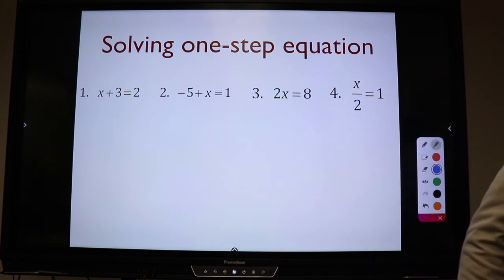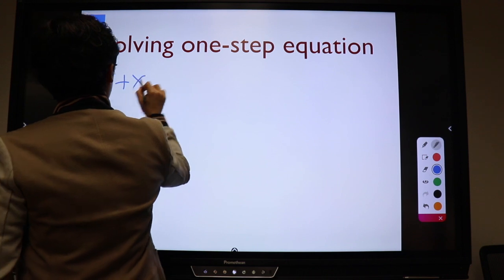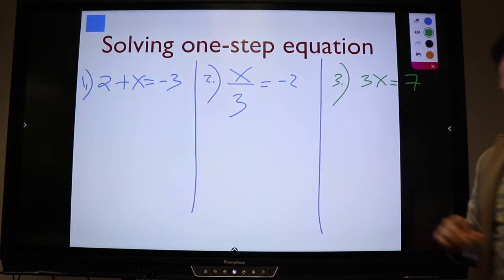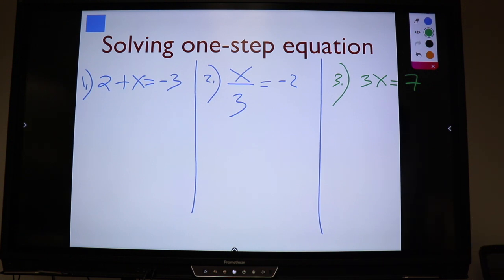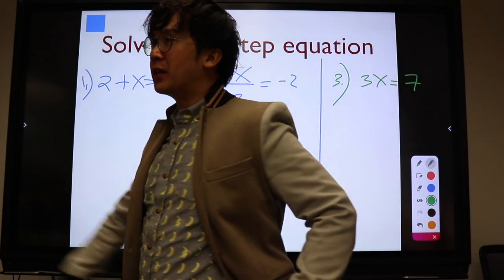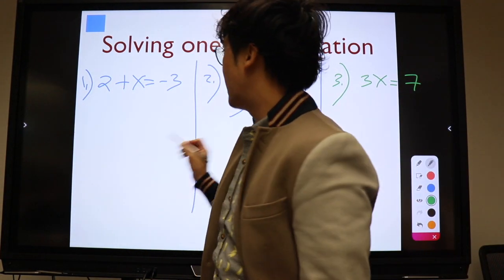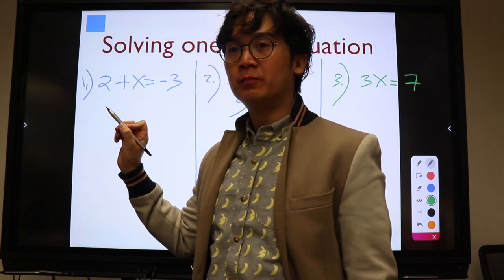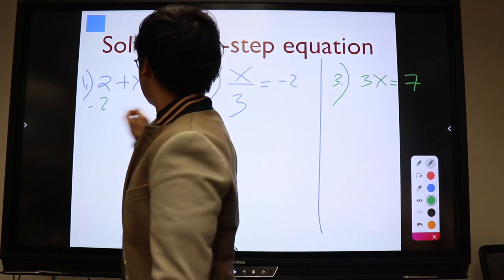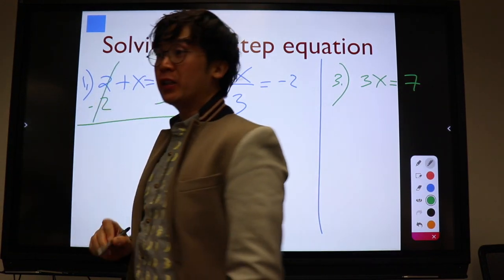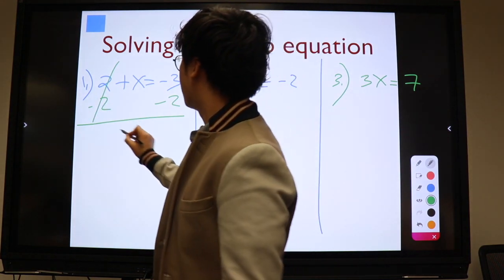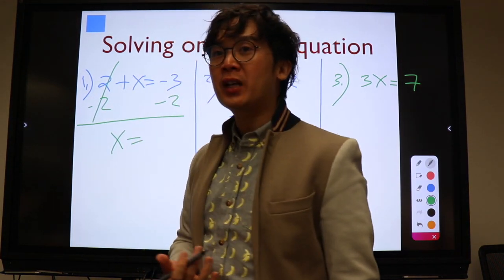So if I have more, alright, can you please solve for the value of x for the 3 examples? Number 1, 2 plus x equal to negative 3. What are we going to do to have x by itself? Add 2 or minus 2? Minus 2. Because it's always the inverse operation, and 2 is positive, so we subtract 2 on both sides. So x is by itself. What is negative 3 minus 2?